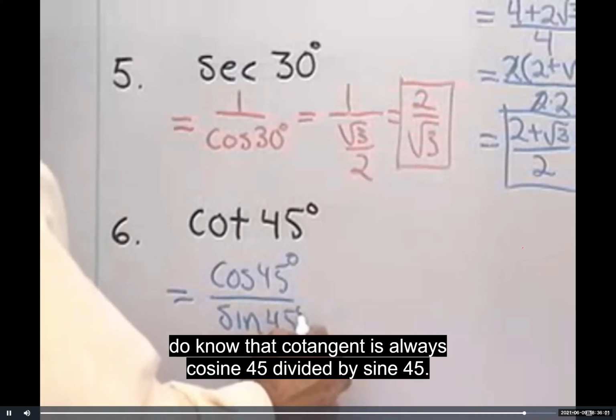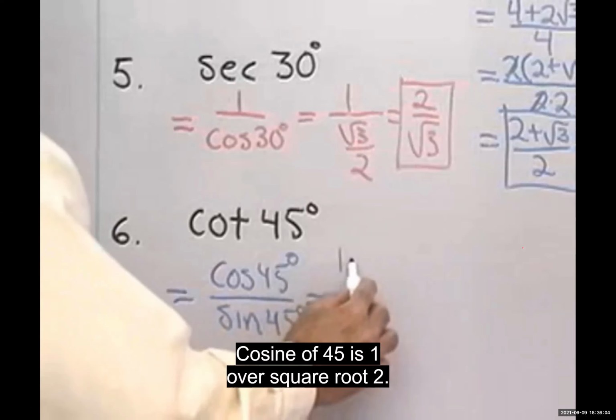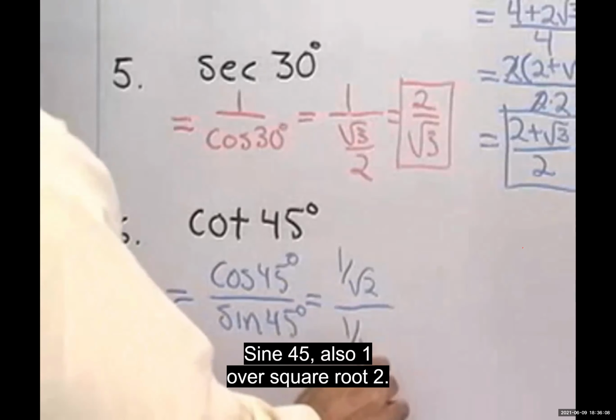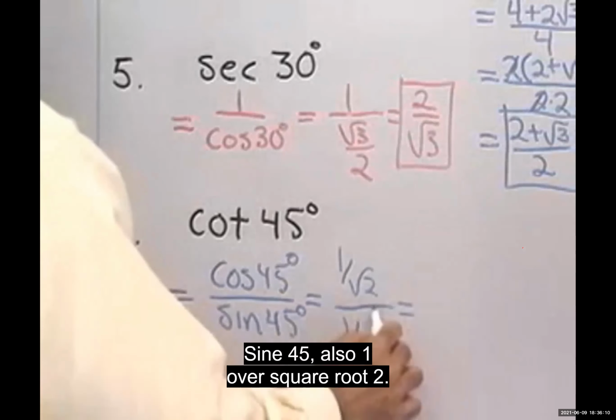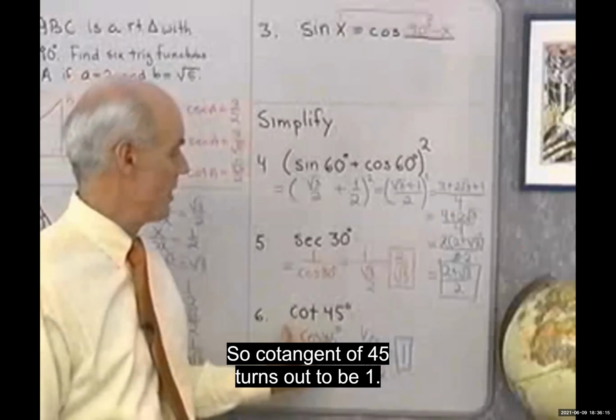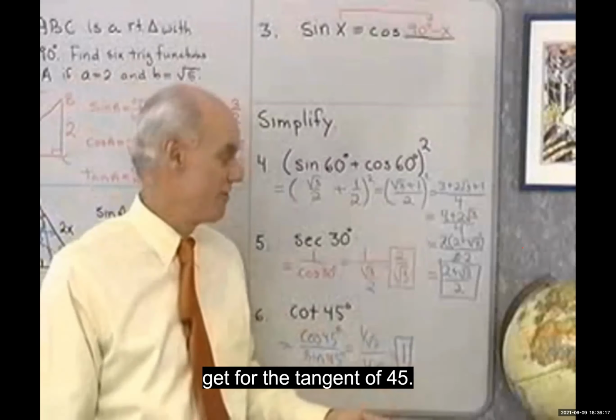Sine 45. Cosine of 45 is 1 over square root 2. I have that memorized. Sine 45, also 1 over square root 2. Divide this by this, and I end up with 1. So cotangent of 45 turns out to be 1. That'll be the same number we'll get for the tangent of 45.